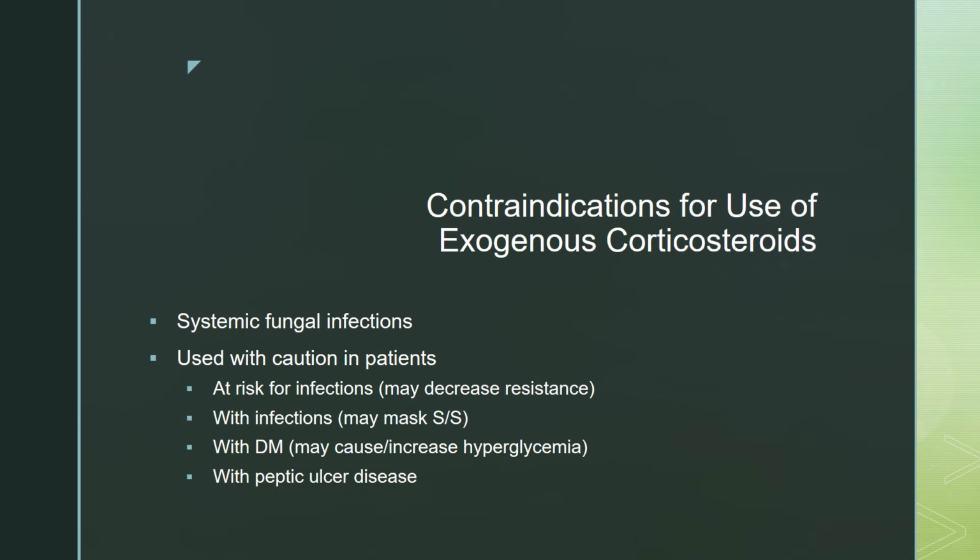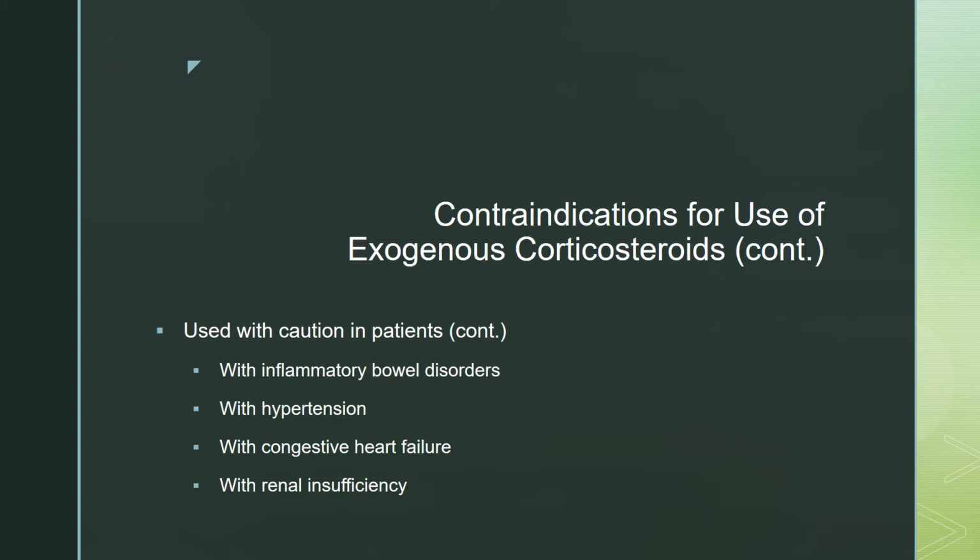Now, contraindications for the use of exogenous corticosteroids: anybody with a systemic fungal infection. Use with caution in patients who are at risk for infection, anybody with infection, anybody with diabetes mellitus, anybody with peptic ulcer disease, inflammatory bowel disorders, hypertension, heart failure, renal insufficiency.